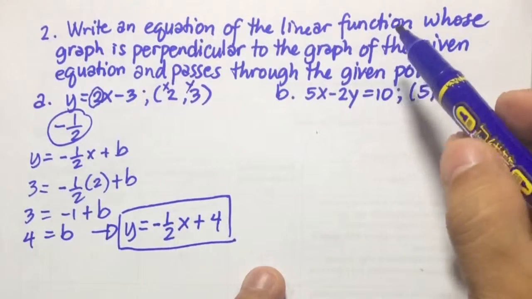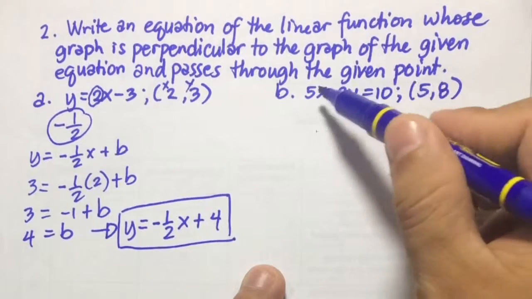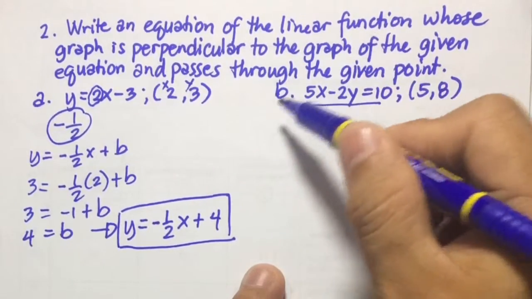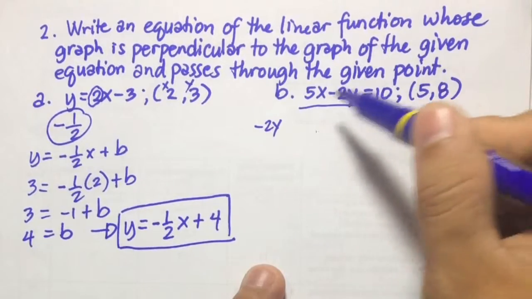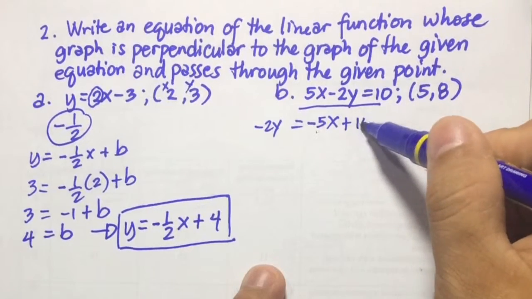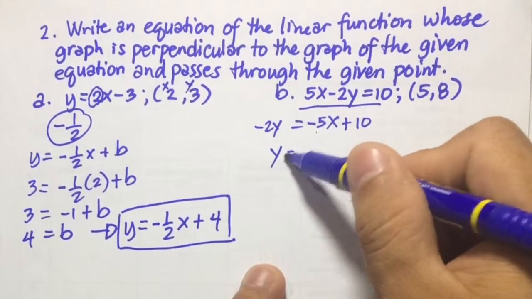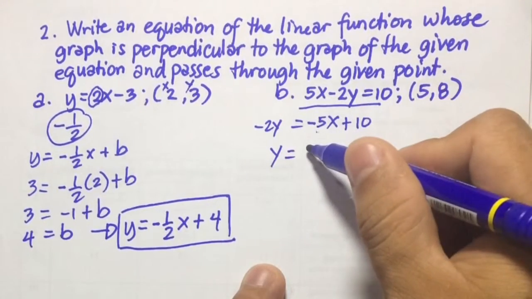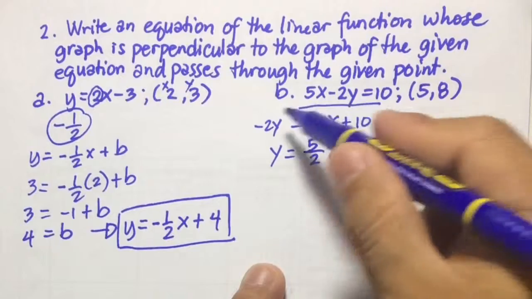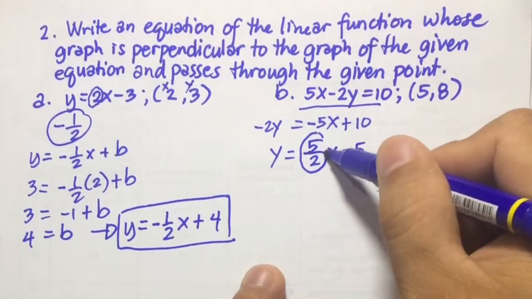Then for letter B, 5x minus 2y equals 10 and passes through (5, 8). This is standard form, so we're going to write this one in slope-intercept form to find the slope. So we're going to have negative 2y equals negative 5x plus 10. Then dividing both sides by negative 2, we're going to have y equals negative 5 divided by negative 2, which is positive 5 over 2 x, then 10 divided by negative 2 is negative 5. So our slope here is 5 over 2.